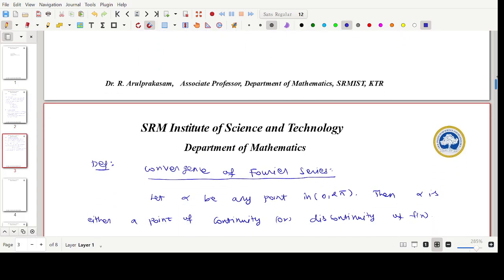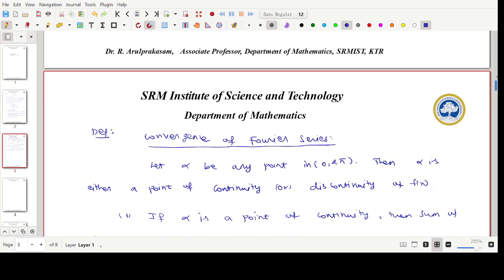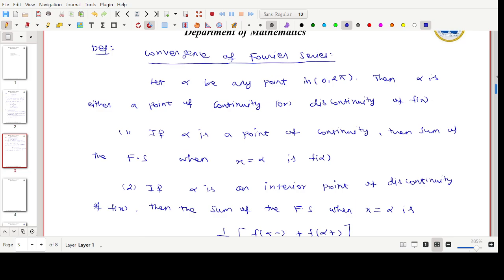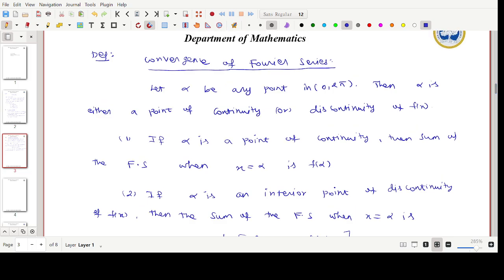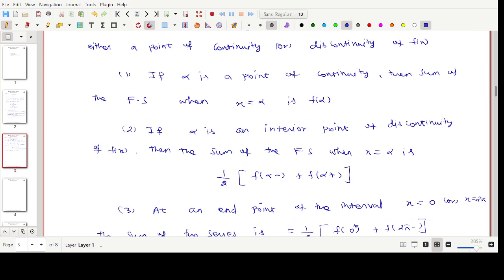Another important definition: what is the convergence of the Fourier series? I have to choose one suitable point within the interval 0 to 2 pi. The point may be a point of continuity or discontinuity of the function f of x. Suppose the chosen point alpha is a point of continuity, then the convergence of the Fourier series at x equals alpha is just f of alpha.